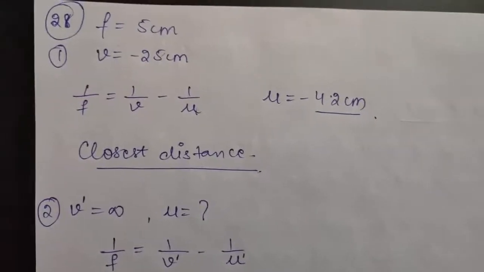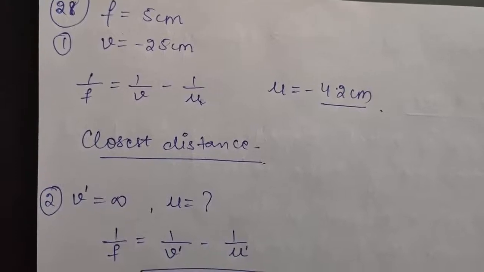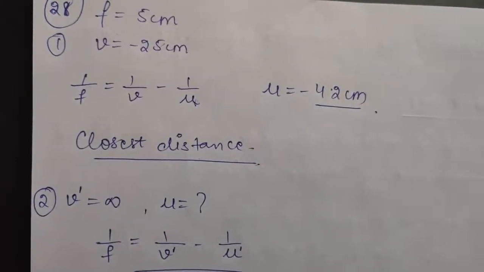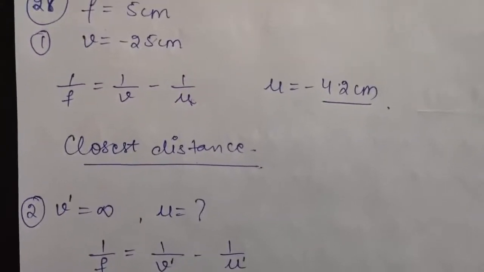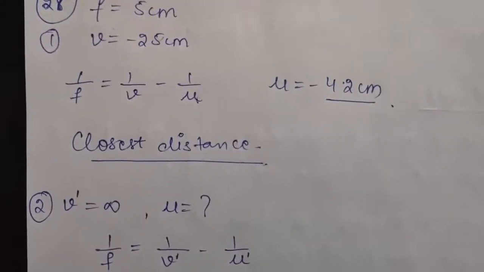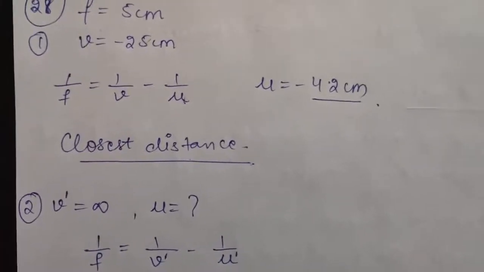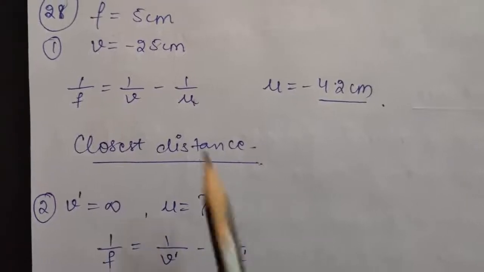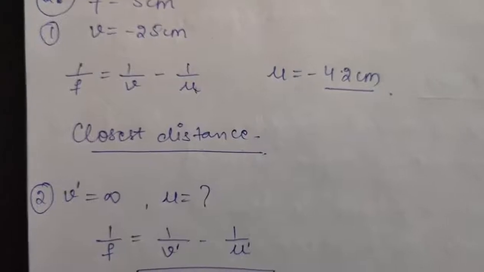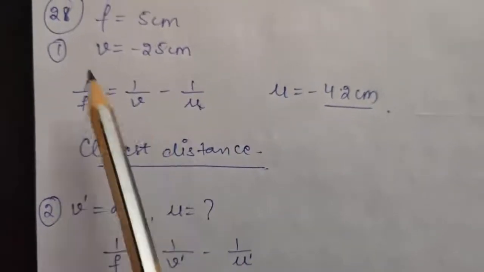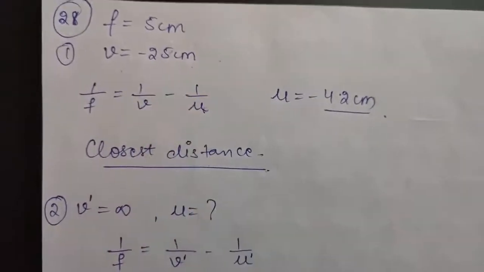Now the A part says: what are the closest and the farthest distances at which he can read the book while viewing through the magnifying glass? To calculate the closest distance, we will take the image to be formed at the least distance of distinct vision, because as I told you earlier, D, that is capital D, 25 centimeters, is the point up to which a human eye can see clearly. So we will take the image to be formed at minus 25 centimeters, right?